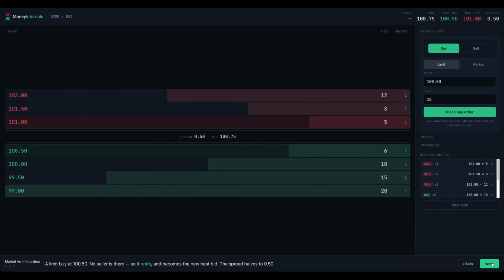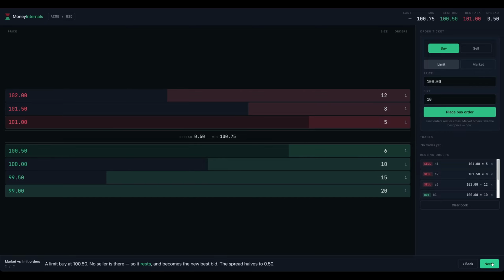First order type you already know, a limit buy at 100.5. This price or better or don't bother. Nothing selling at 100.5, so it does what limit orders do when there is no one to meet. It rests, joins the book, becomes the new best bid, and the spread tightens to $0.50. Patient, polite, waiting its turn.